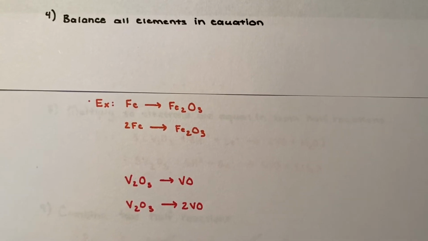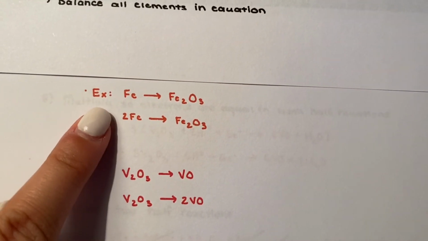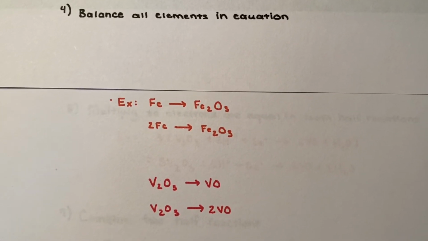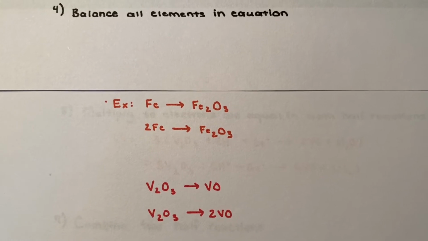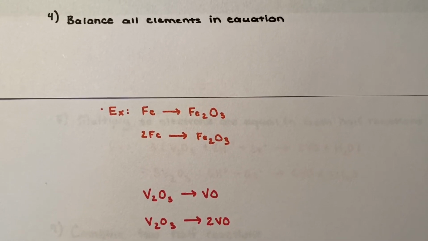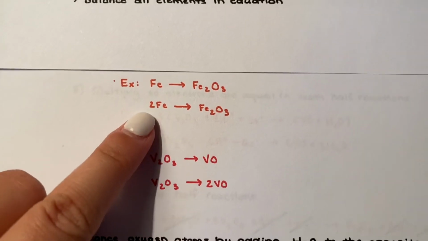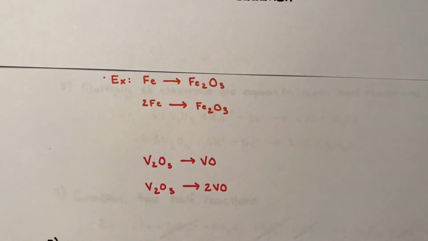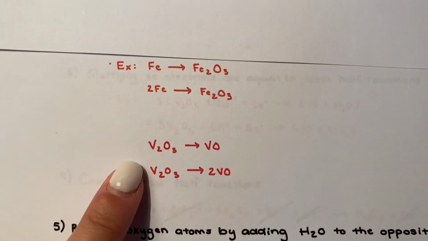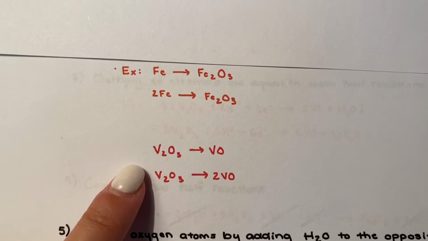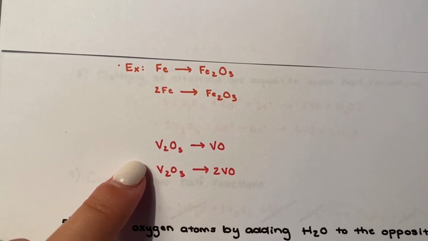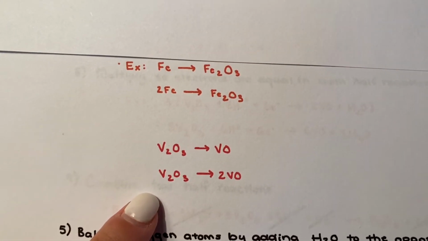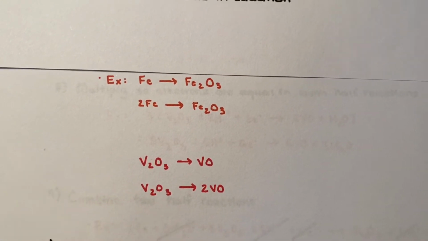Alrighty, step 4, we need to balance all elements in our equation. Up top here, I have half reaction 1. We have our Fe to Fe2O3, and there is one atom of Fe on the left side and 2 on the right. So we have to multiply the left by 2 in order to balance that, and we end up with 2 Fe to Fe2O3. For our second half reaction, down here, we begin with V2O3 to VO. There are 2 V atoms on the left side and 1 on the right, so we multiply the right by 2 in order to balance that, and we get V2O3 to 2VO.